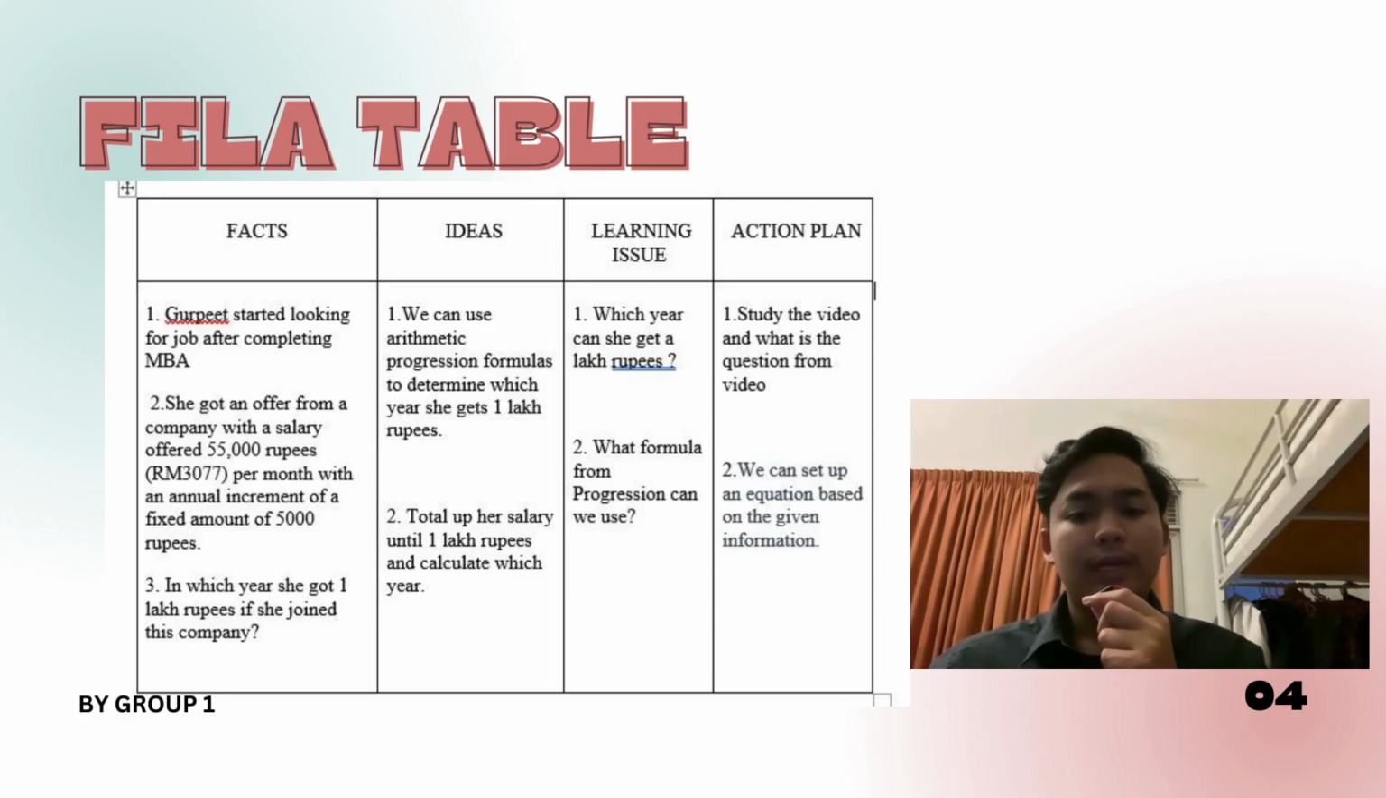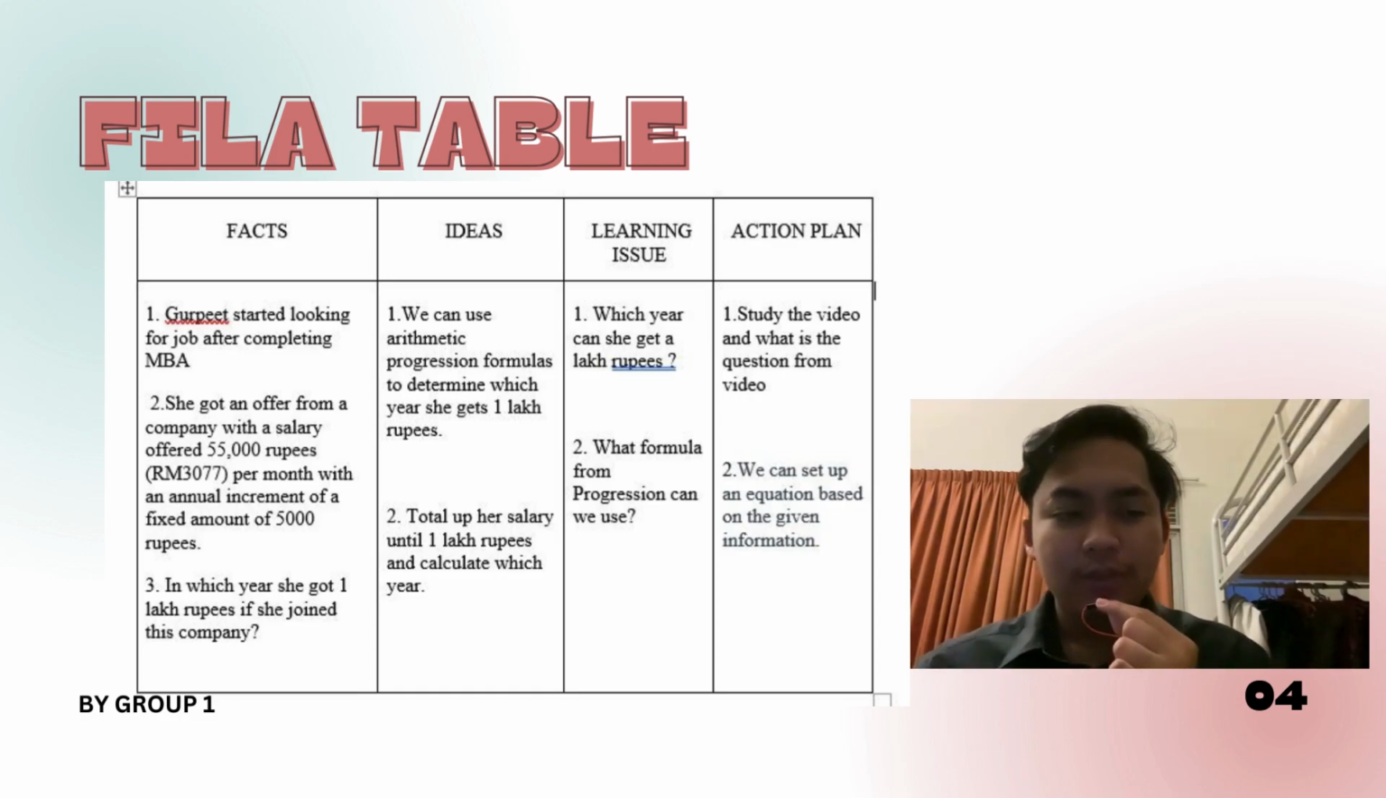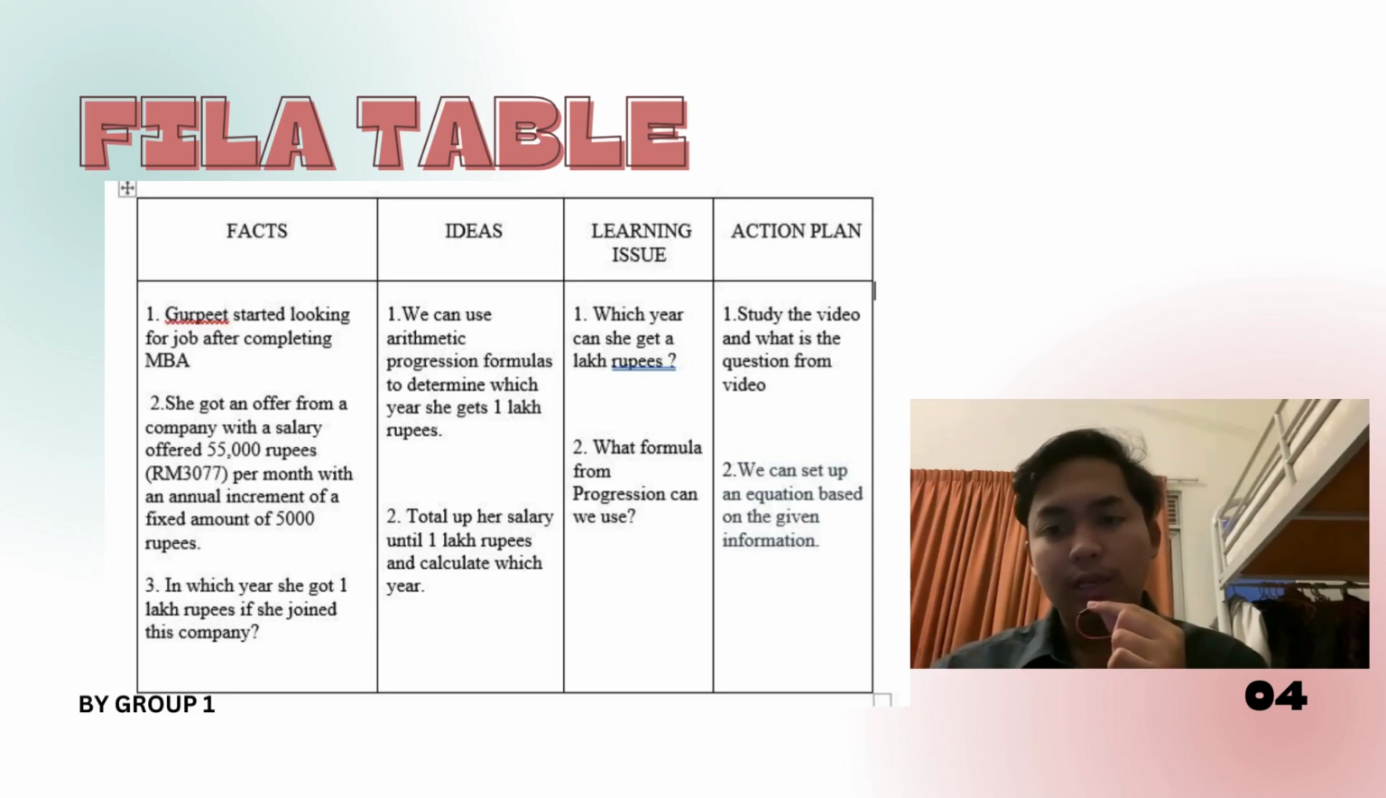To begin with, the PBL table has four main contents: facts, ideas, learning issue and action plan. Based on video 1, the facts are: number 1, Gurpreet started looking for a job after completing her MBA. Number 2, she got an offer from a company with a salary of 55,000 rupees per month with an annual increment of a fixed amount of 5,000 rupees. Number 3, in which year she gets 1 lakh rupees if she joins this company.